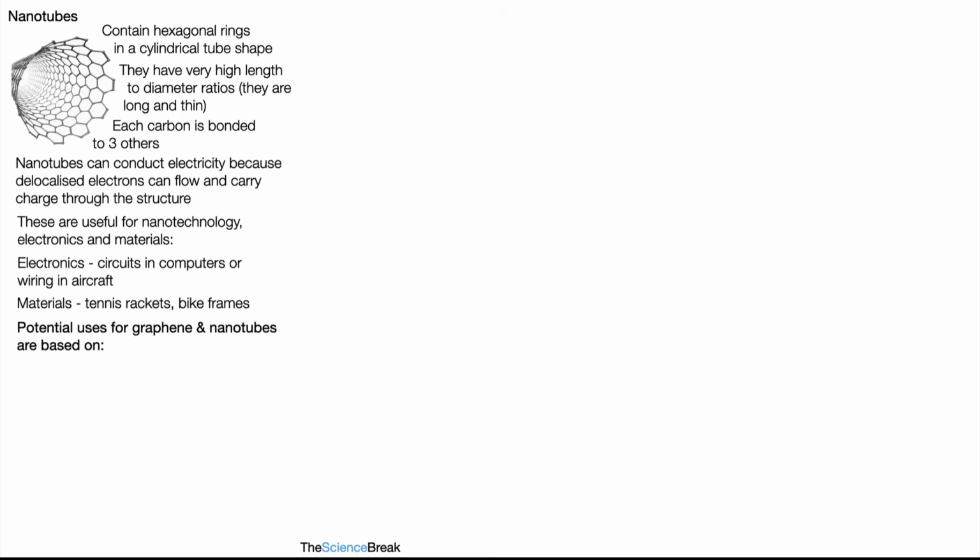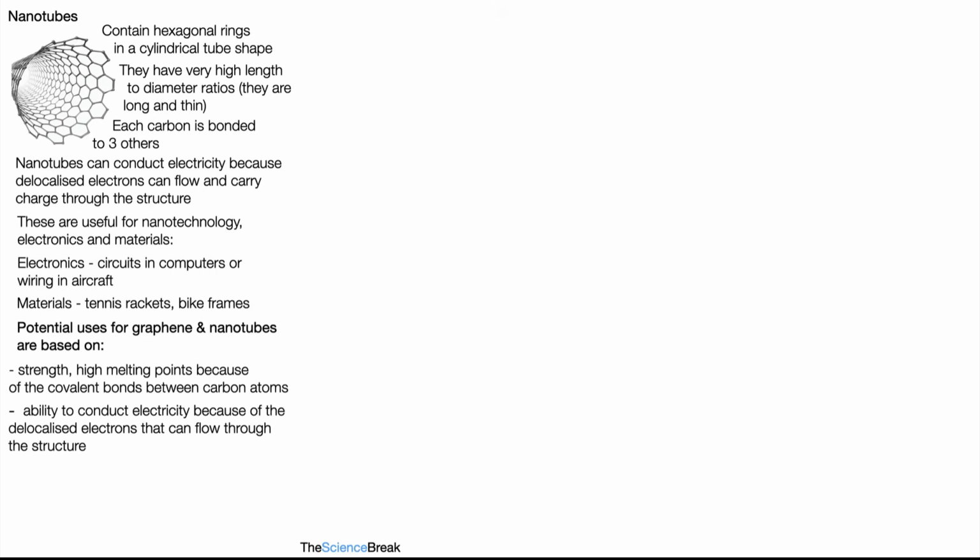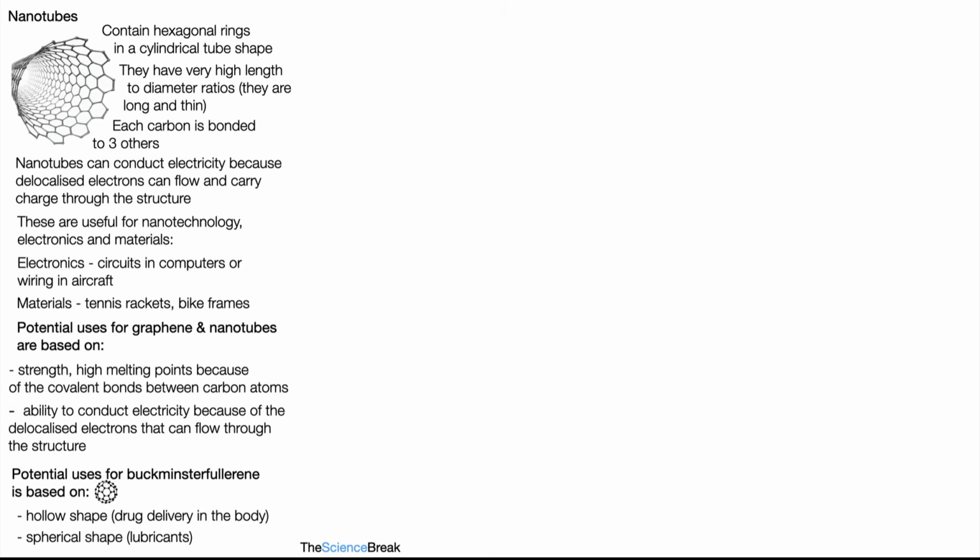frames. Potential uses for graphene and nanotubes are based on strength and high melting points because of the covalent bonds between the carbon atoms. Also the ability to conduct electricity because of the delocalized electrons that can flow and carry charge through the structure. Potential uses for buckminsterfullerene is based on the idea that it has a hollow shape, and it's got potential uses for delivery of drugs in the body, medicinal drugs to cells in the body, and based on its spherical shape because it makes it good as a lubricant to reduce friction between moving parts.